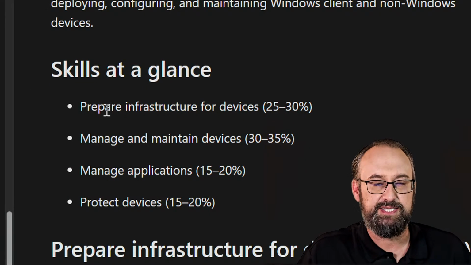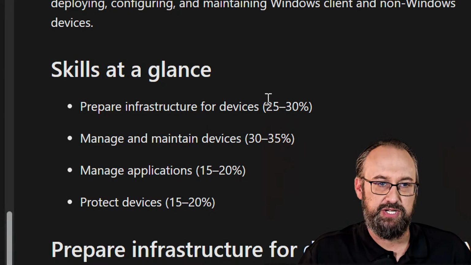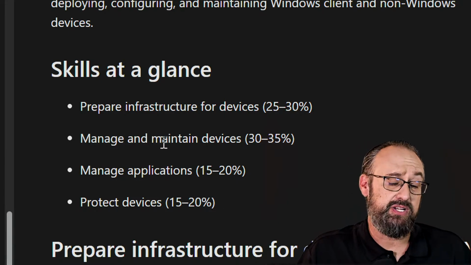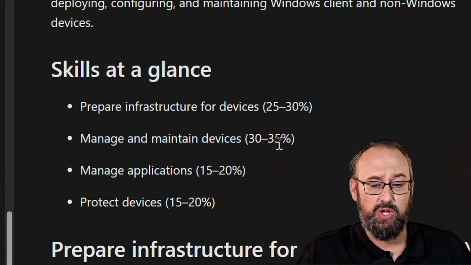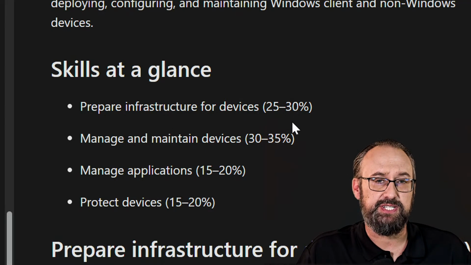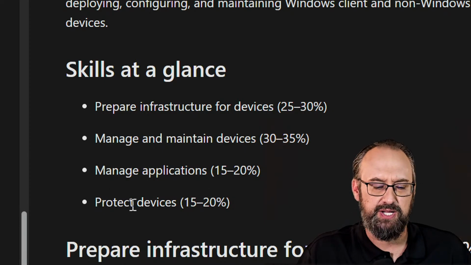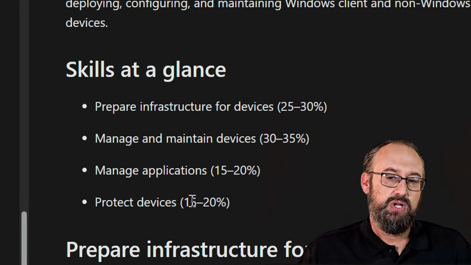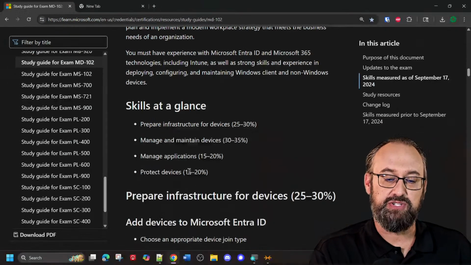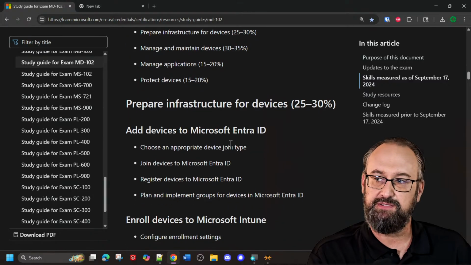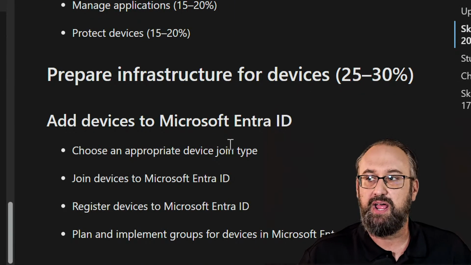We talk about the skills at a glance. These are the 4 domains or sections that you will be required to know, and you can also see what the weight is on the exam here too. So you can see, for instance, when it comes to managing and maintaining your devices, that is 30 to 35% of the overall exam. When we look at preparing infrastructure for devices, again, you can see 25 to 30%, and then working our way down to the 3rd and the 4th sections here. We have manage applications at between 15 and 20%, and then finally protect devices, right? So when we look at the actual skills measured, these are the higher level domains, if you will, that you're going to be required to know. But then they're going to be divided up into a subset of skills for each one that you're going to have to know likewise too.